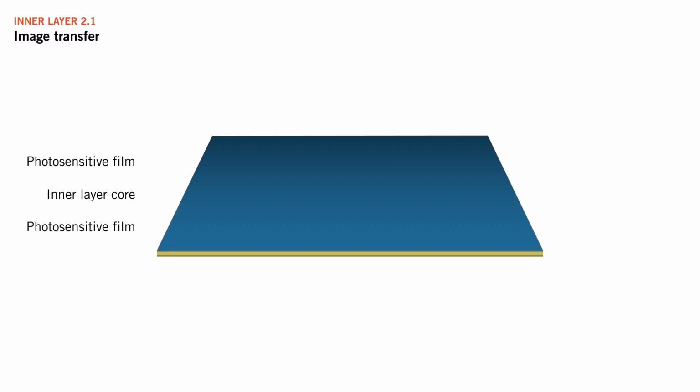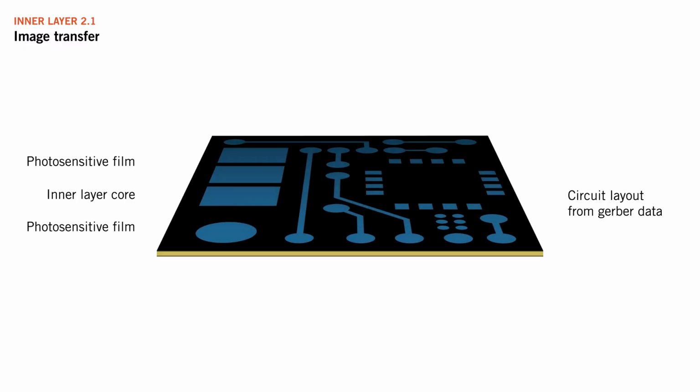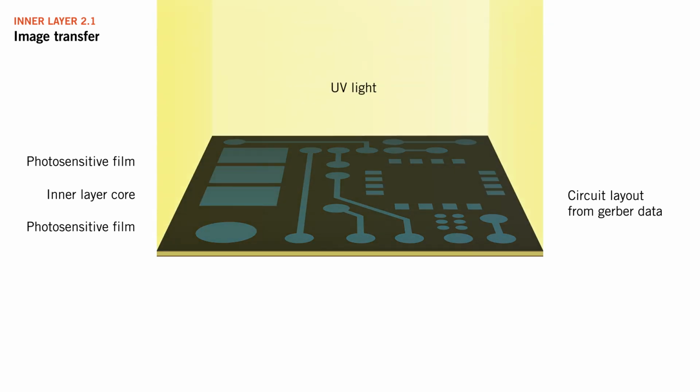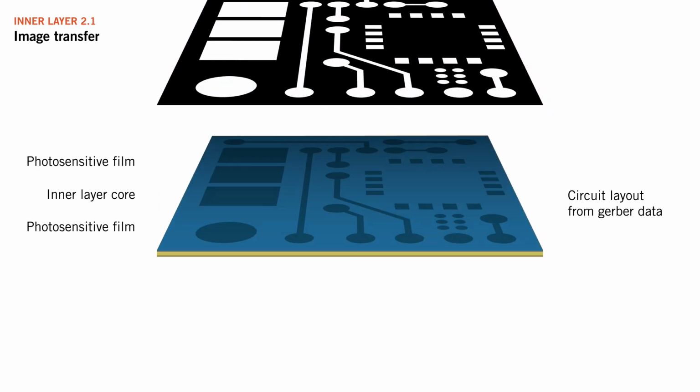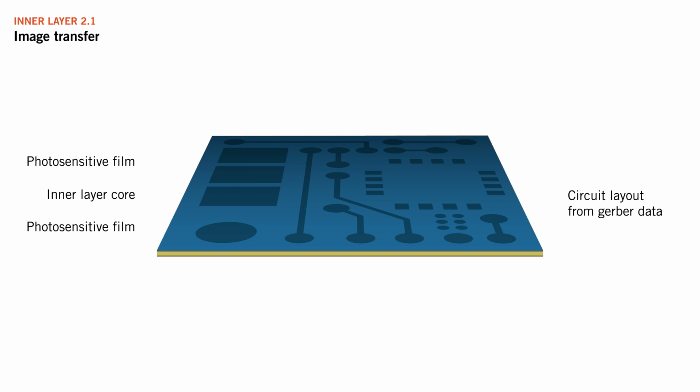The first uses artworks which are placed on top of the film. Then the panel is exposed to UV light. Where there are clear areas, the UV light is allowed to penetrate through the artwork, defining the circuitry pattern.